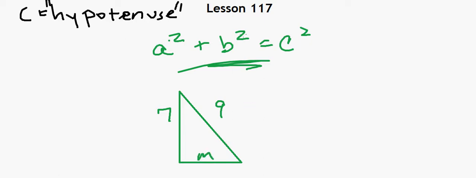If I know A squared plus B squared equals C squared, which one's side A? Well, it doesn't matter a whole lot, but let's just say M is side A. So we're missing M. Don't forget it's squared. Plus, what's side B? 9 or 7? 7 squared. And C squared? 9. Now, M is still squared, but this equals 49.